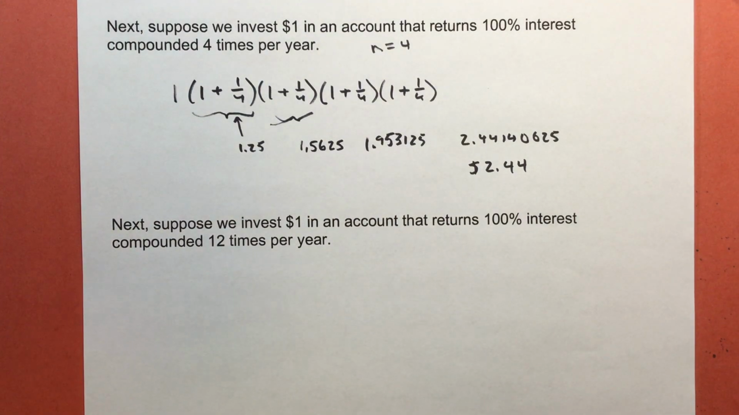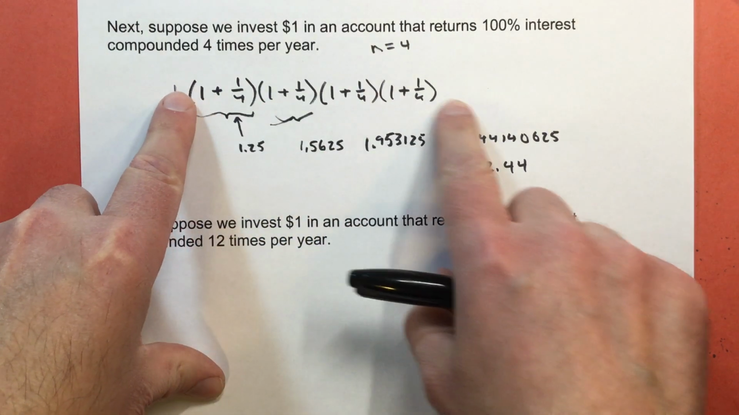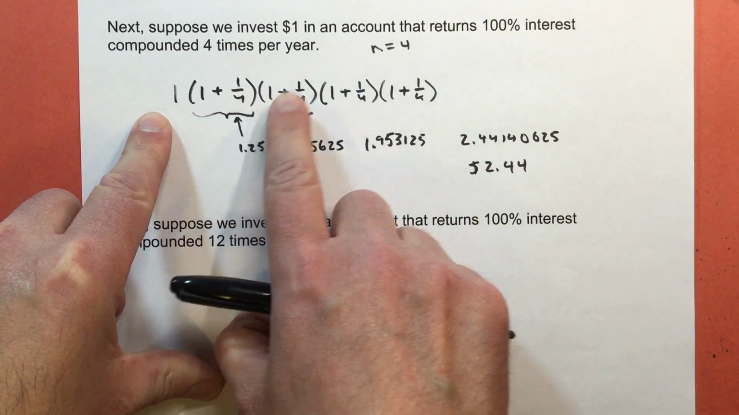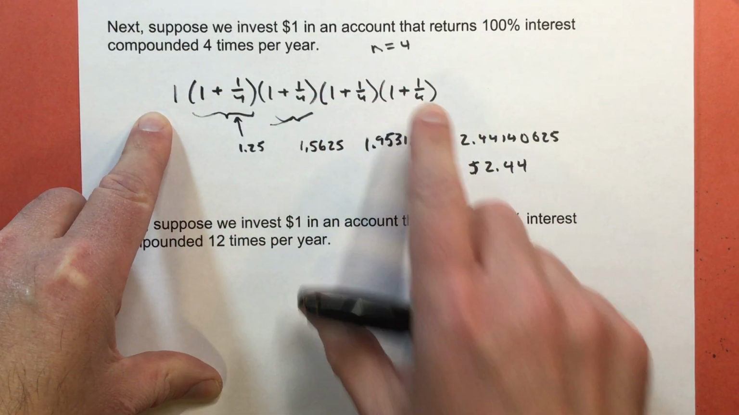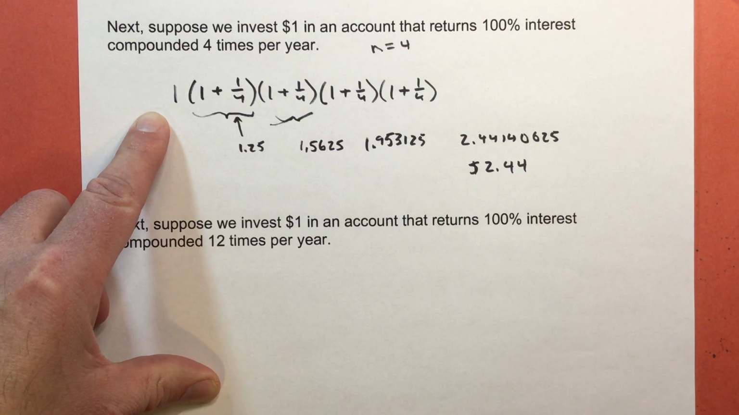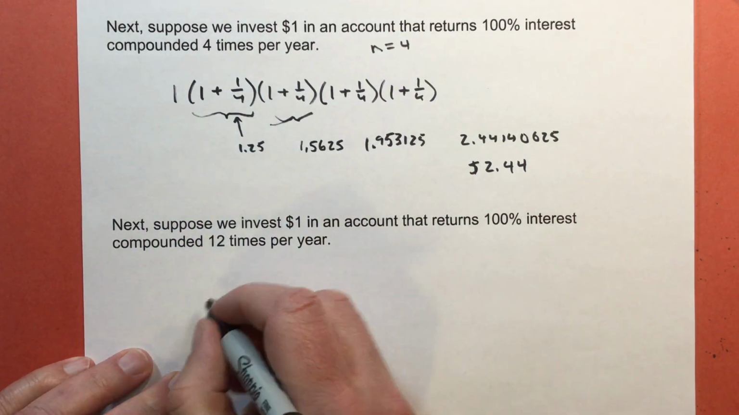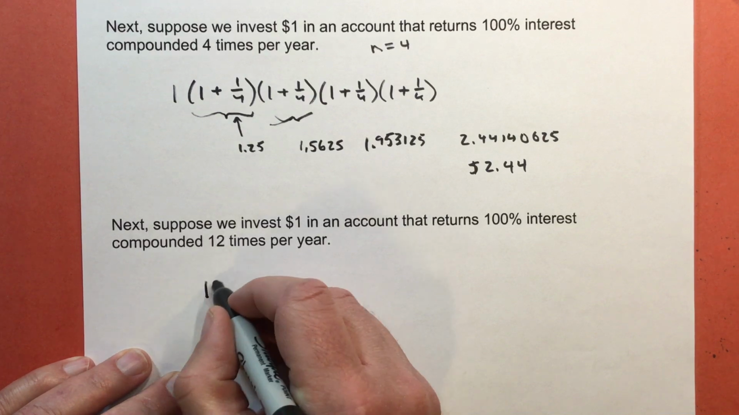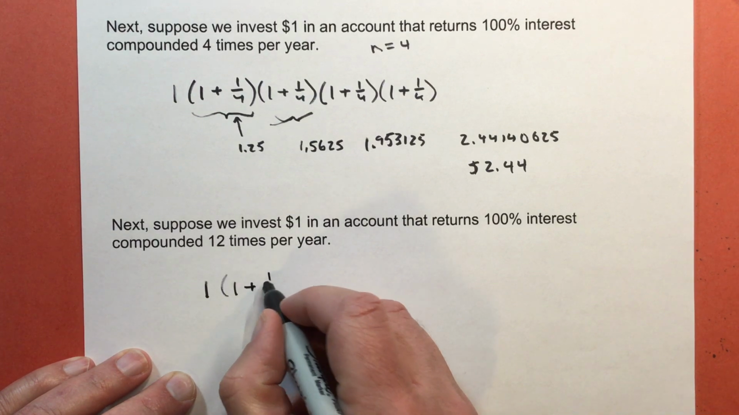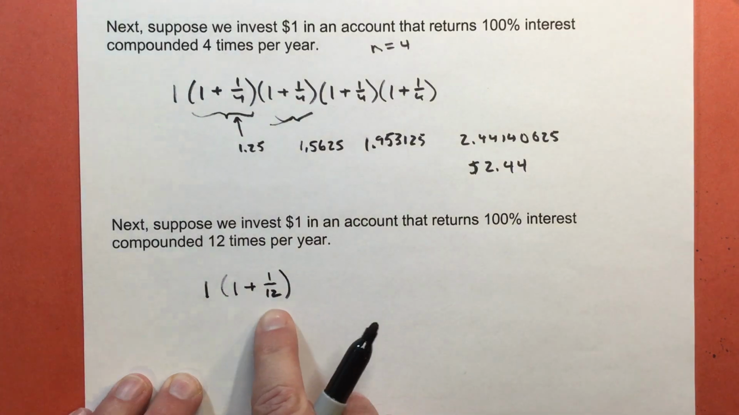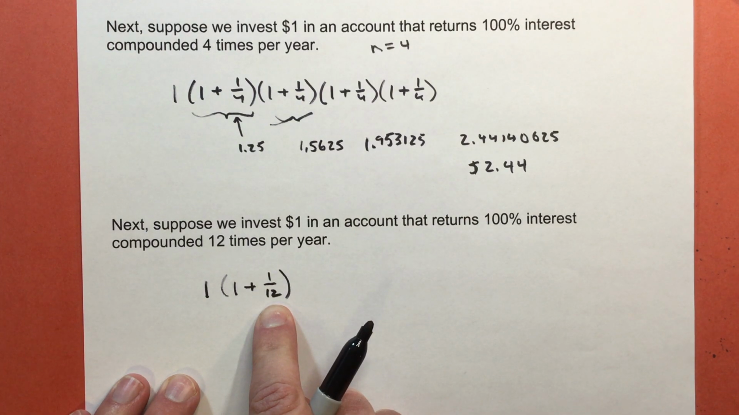Okay, but that's if I keep checking the money 4 times a year, every 3 months. What if I go back every month? Now hopefully by now, you're starting to see this, writing it this way is going to be unwieldy. But I keep multiplying the same thing over and over again. What do I use when I multiply the same thing over and over again? Okay, so this is 1 times 1 plus 1/12. The 1/12 means I'm going to check it 12 times this year, every month.